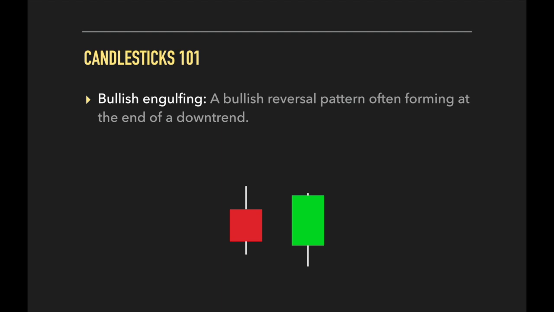And what this looks like is, if you take the example at the bottom, you can see that the real body of the green candle completely covers, or again, completely engulfs, the entire real body of the previous red candle. And again, this can show us that the price action is reversing to the upside, and many times this can be a good opportunity to buy into the stock, or if you happen to be in a short position in this stock, it may be a good indication that you should cover your short position and lock in your profits before the stock starts to bounce back up.